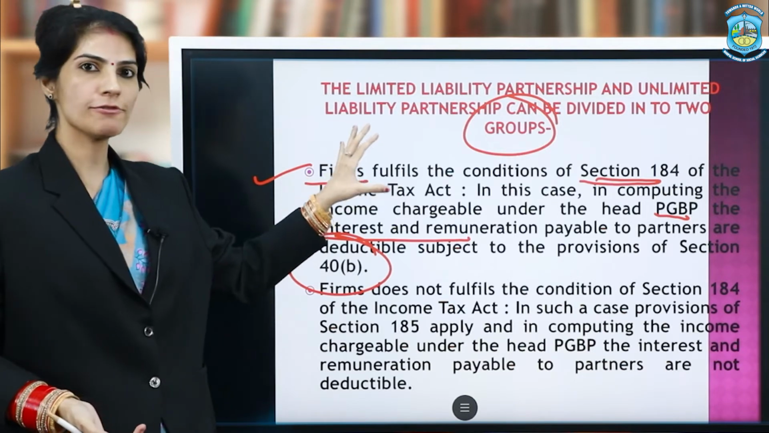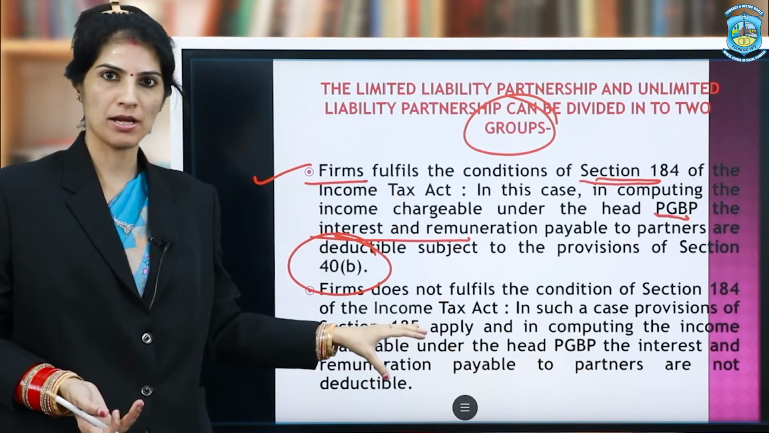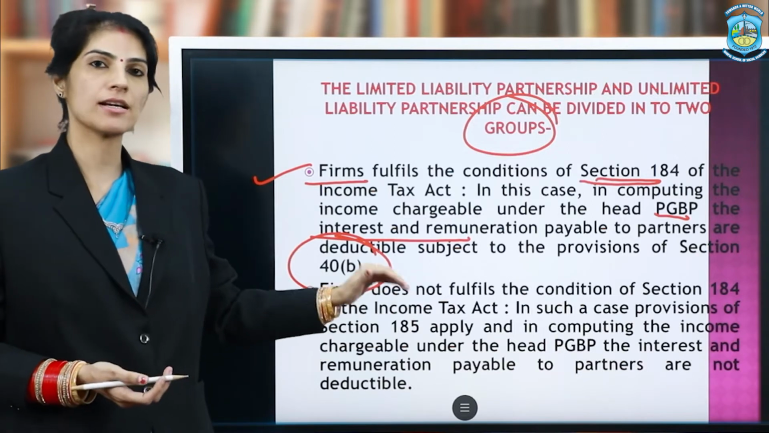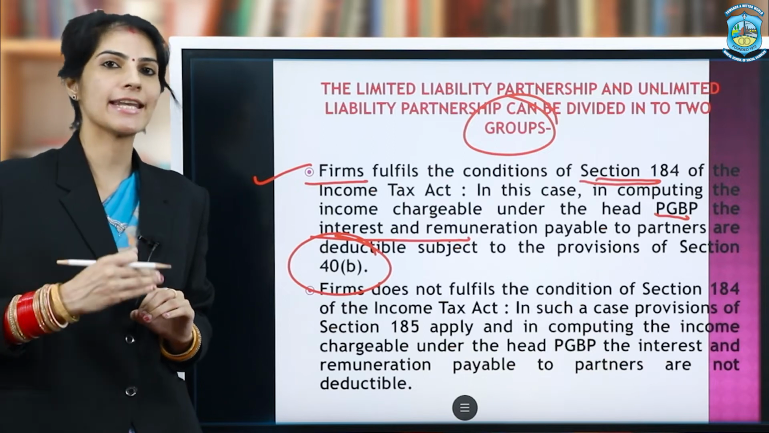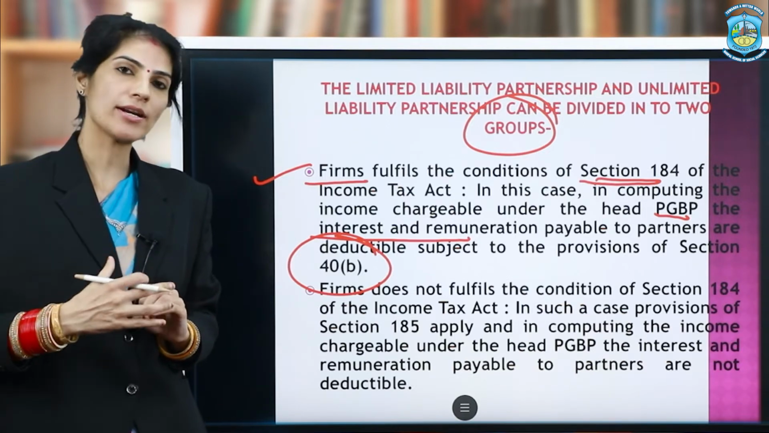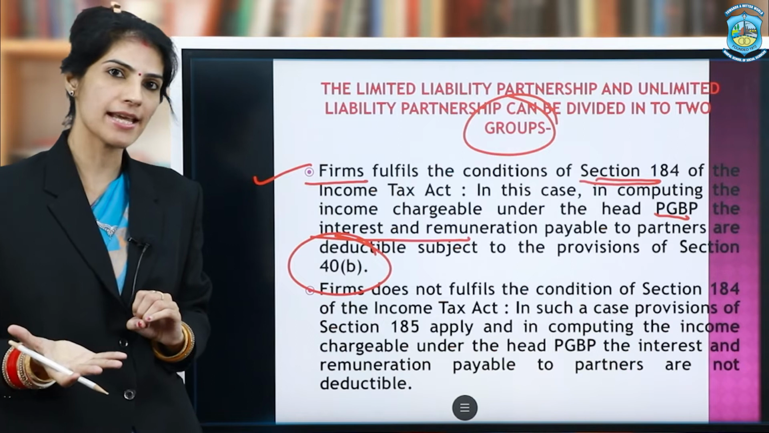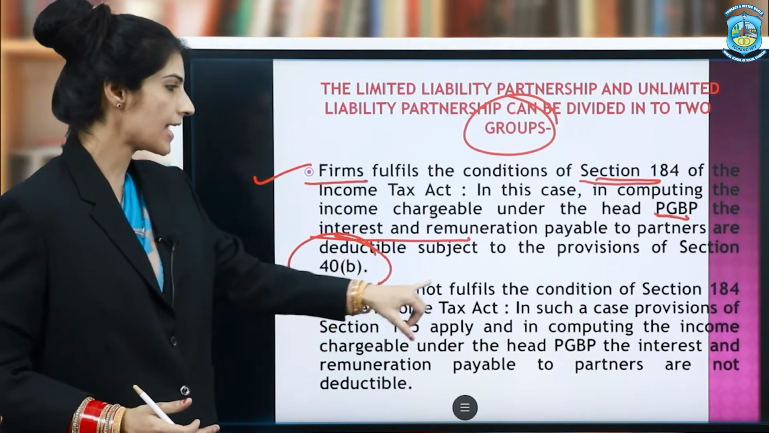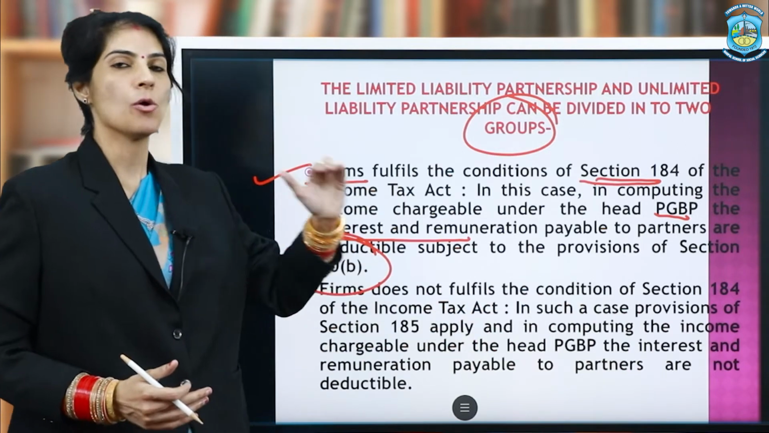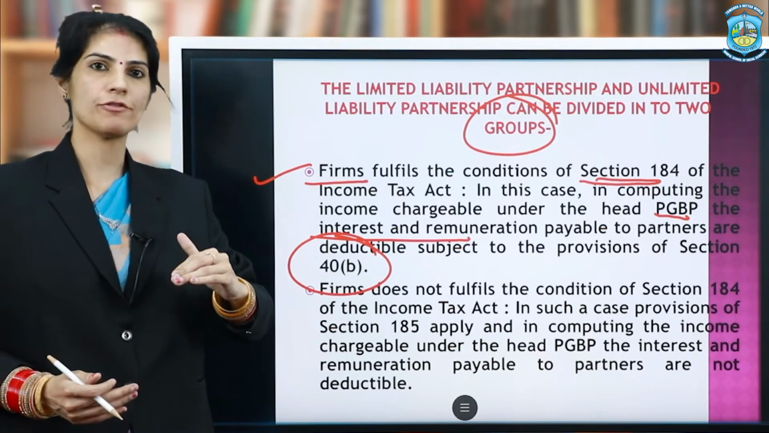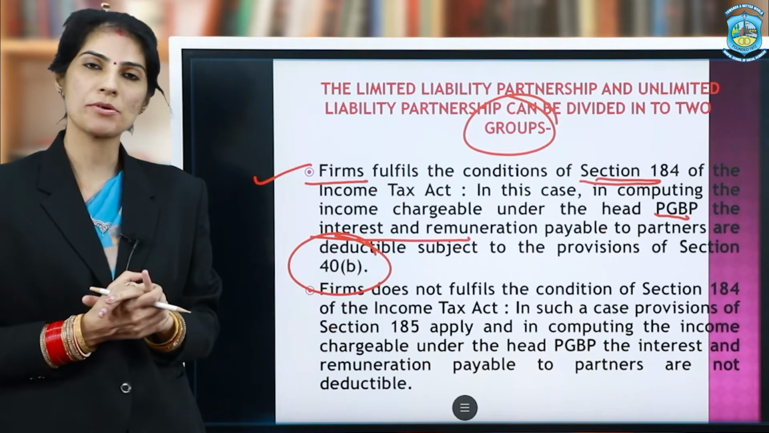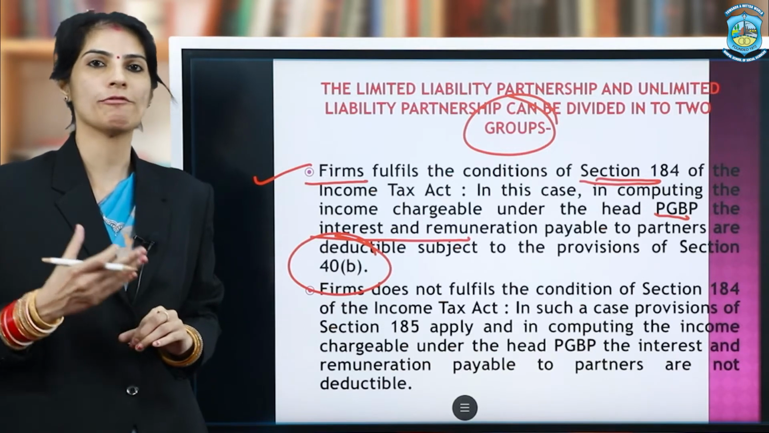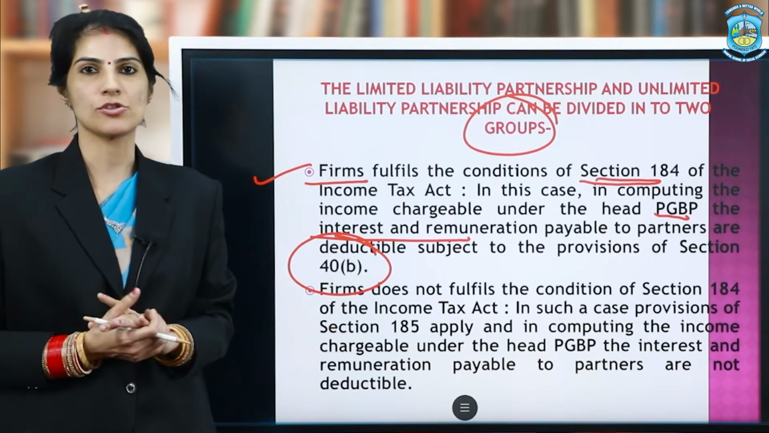But when a partnership firm is falling in the second group, that is, it is not fulfilling the conditions under Section 184, then Section 185 is applied. And what does Section 185 say? That the interest and the remuneration which is payable by the partnership firm to the partners is not deductible while the computation of profits and gains of business and profession of a partnership firm.